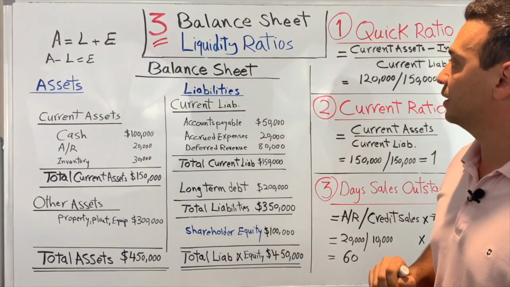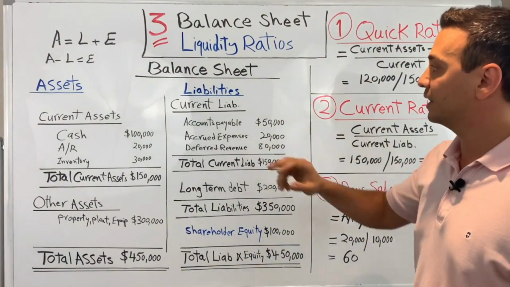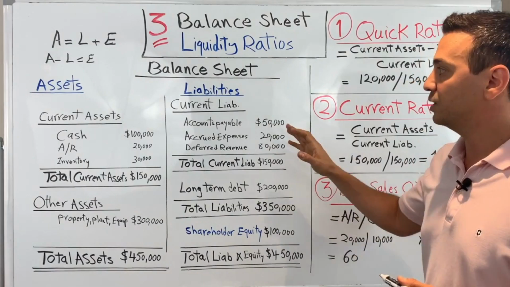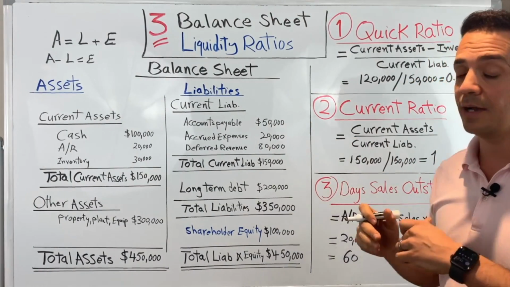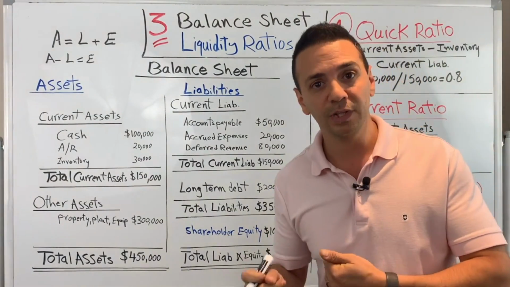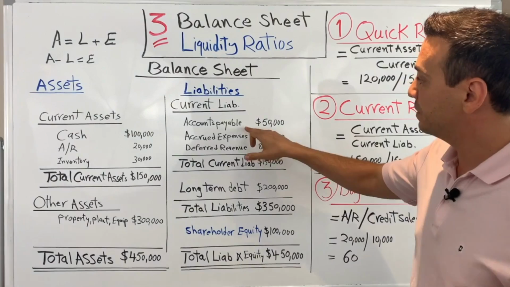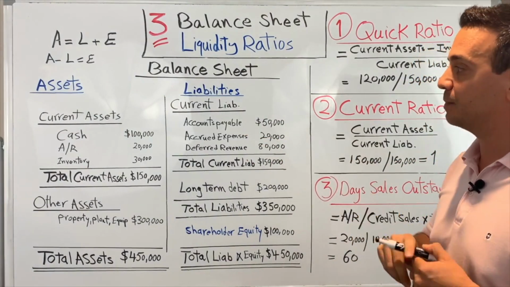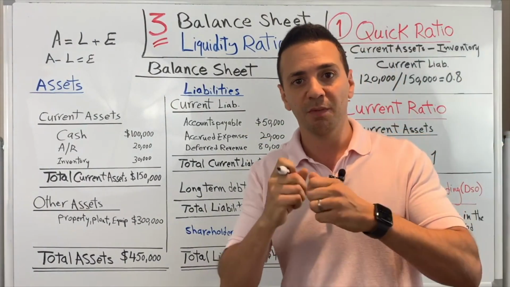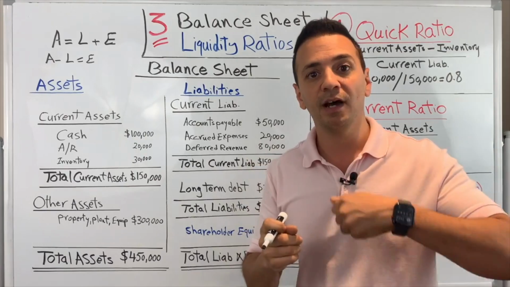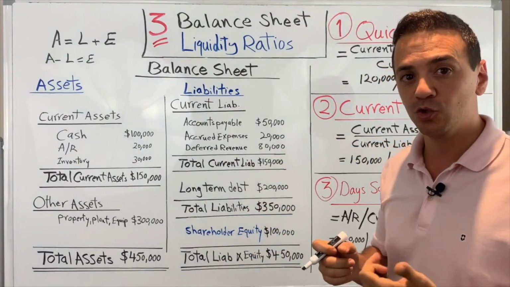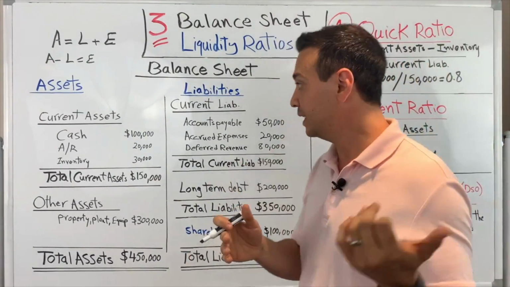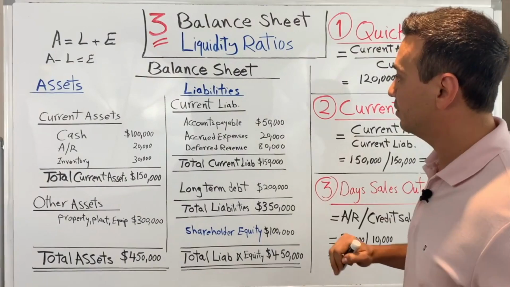Now we jump over to the liability side. We have current liabilities, and current liabilities would be those that are expected to be paid within 12 months as well. So accounts payable, $50,000. Usually accounts payable, when you have invoices from a vendor, is expected to be paid in less than 90 days, sometimes 30 days, 60 days, or 90 days. So those are current liabilities.